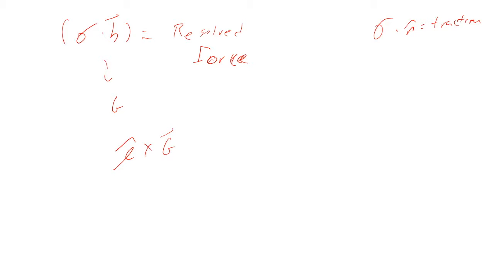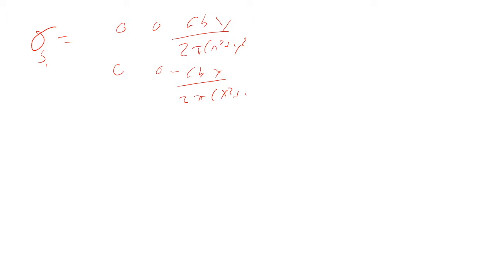Okay, so let's go back to our problem real fast. Our stress field around our first screw dislocation: 0, 0, G B y over 2 pi (x squared plus y squared), 0, 0, minus G B x, and this might be opposite. This is opposite in sign to what I showed earlier. Again, that's the convention. The reference where I went through this work happened to use the opposite convention.